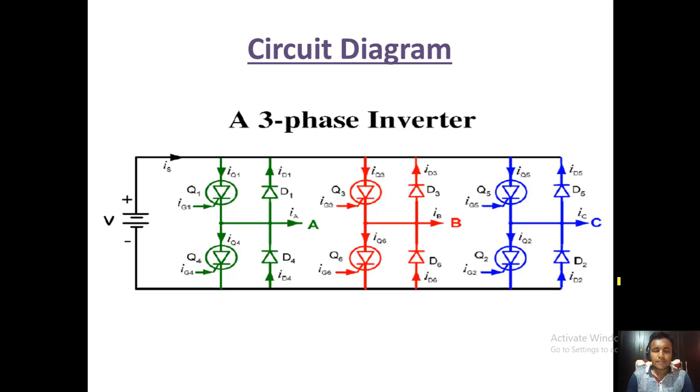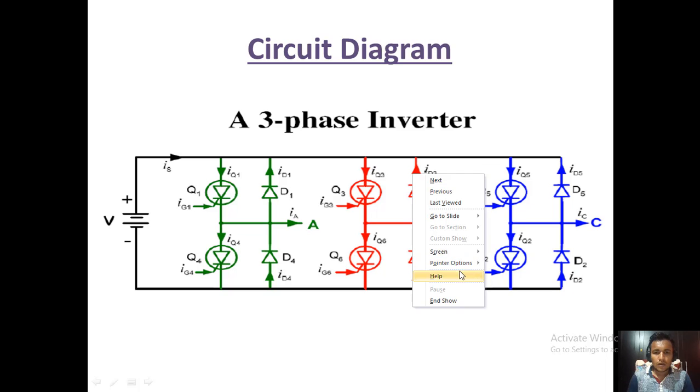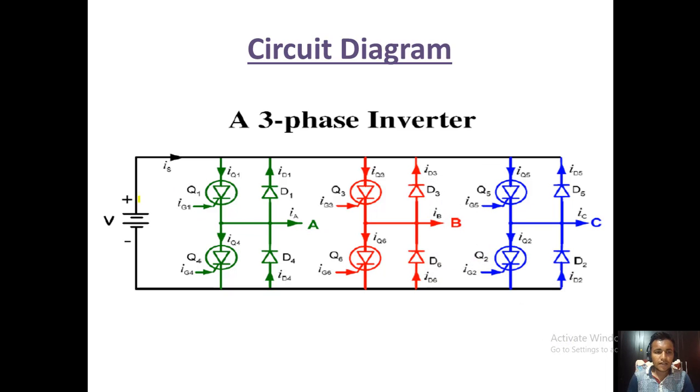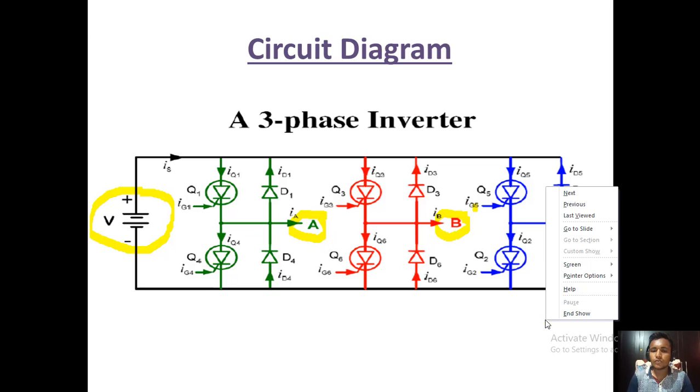Okay. That is the circuit diagram for a three-phase inverter. In this circuit diagram, you can see that is the input DC supply and that is output A, output B and output C, that means R phase, Y phase and B phase. These three phases we can get at the output. So that is the input and outputs.